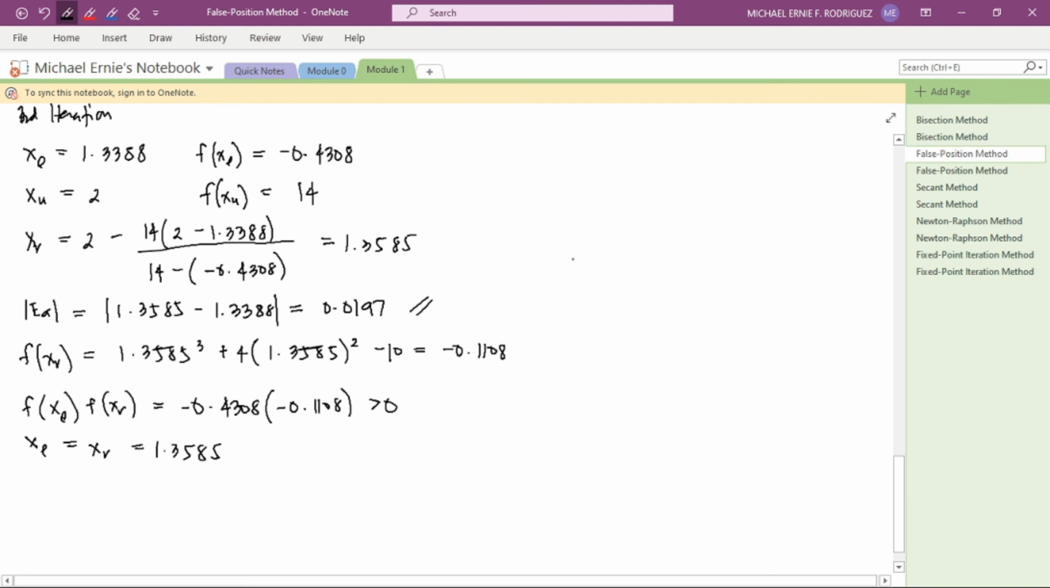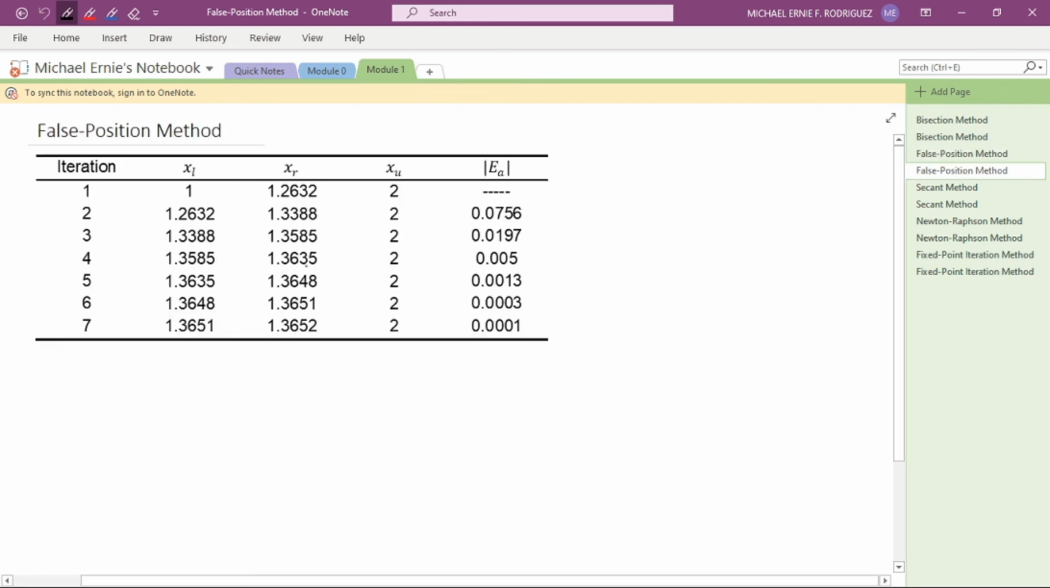We need to terminate the process at an absolute approximate error of less than or equal to 0.0001. After 7 iterations, we found the root to be 1.3652 and it is now terminated at 7 iterations since the absolute approximate error is now equal to 0.0001.